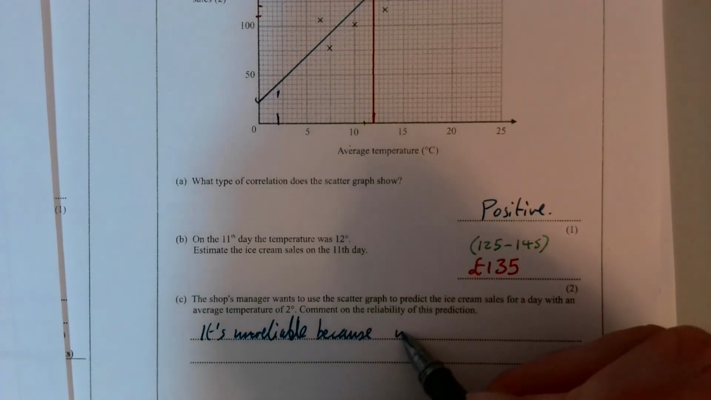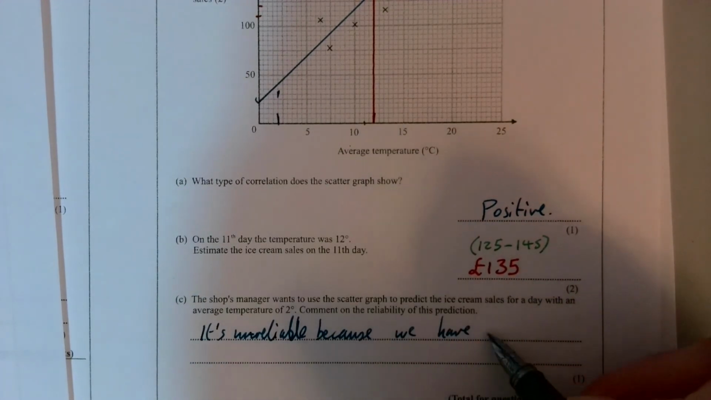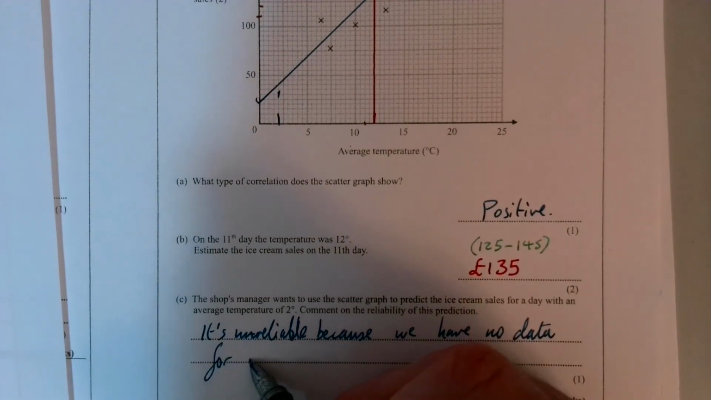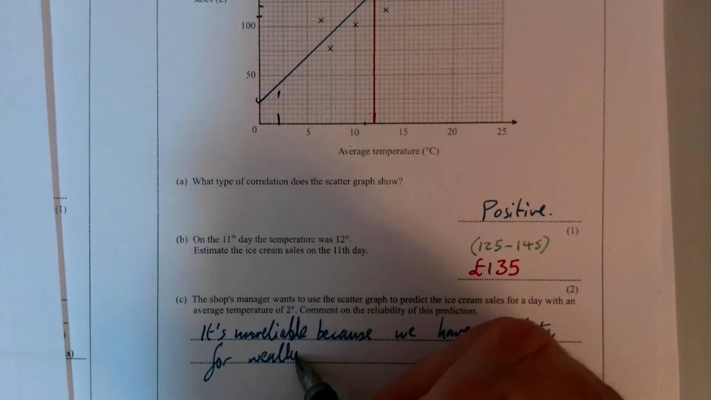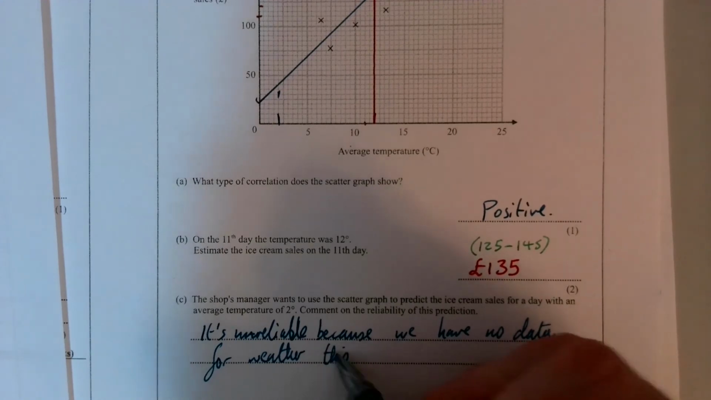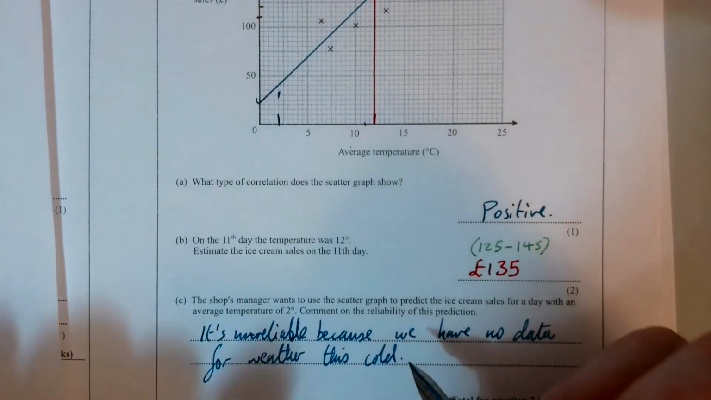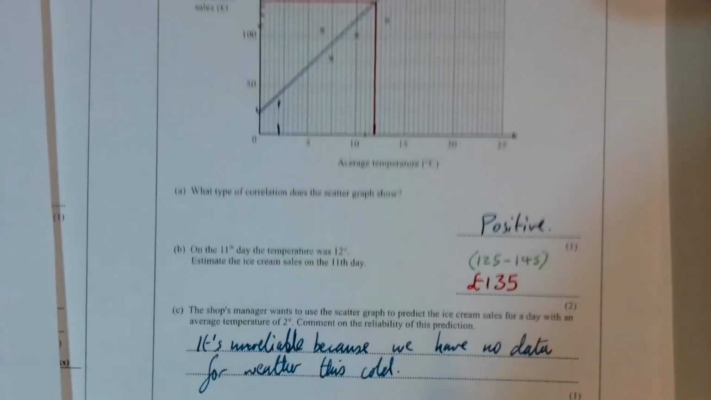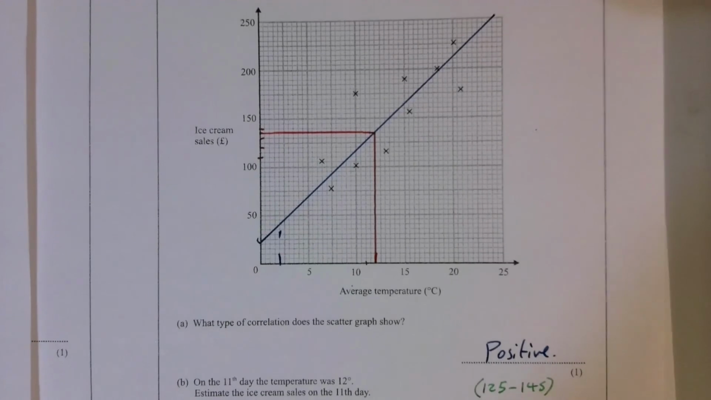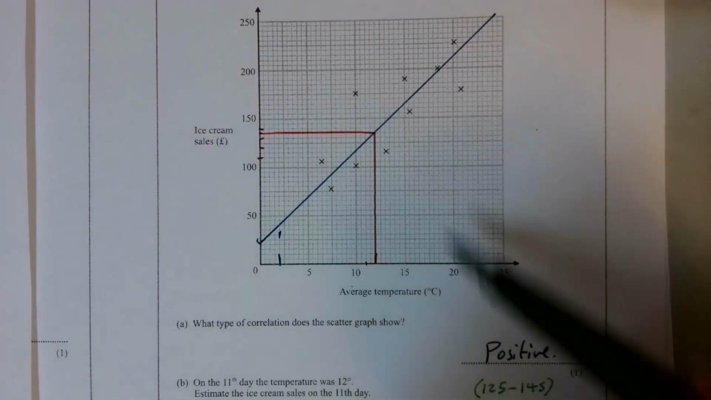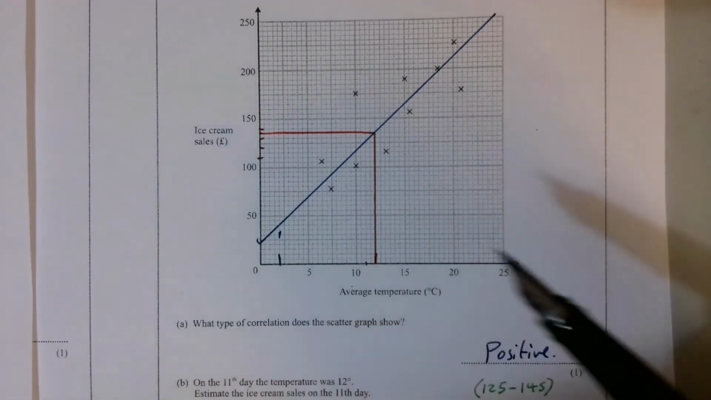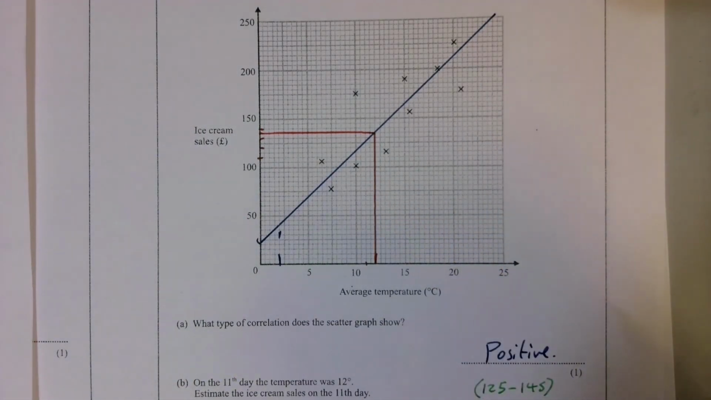because we have no data for weather this cold, and that's called extrapolating when you take it down. And that's fine for something where things are totally locked in. So if you had a graph that wasn't a scatter graph but was a conversion graph of, I don't know, pounds into euros or something, that is going to stay the same. It would be totally on it.